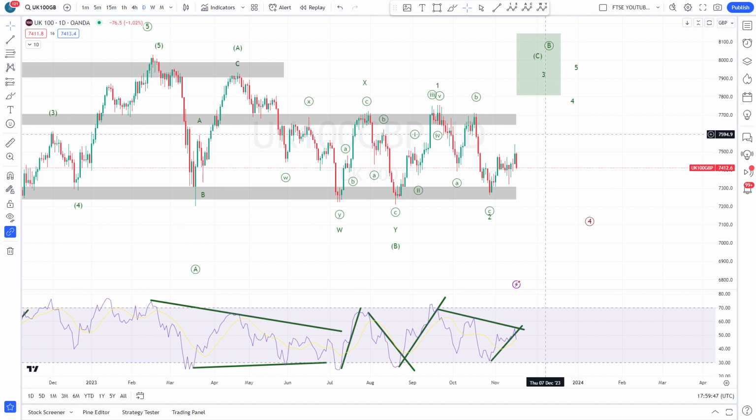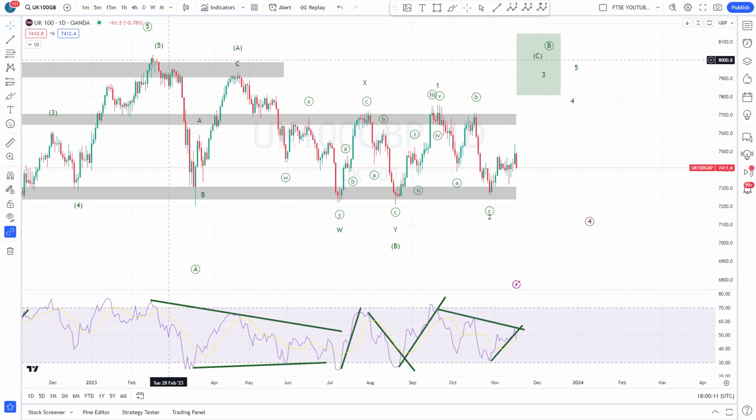And then in the lower time frame, let's start with the daily. I tried to make something from this, but I'm going to be honest about this. I'm not really confident about this count. There are really several interpretations of what we are seeing here.